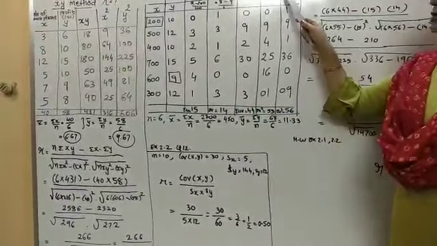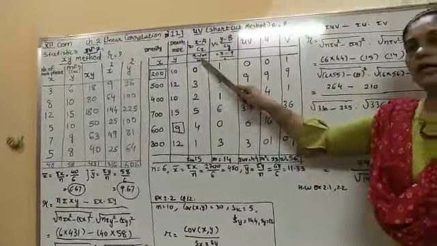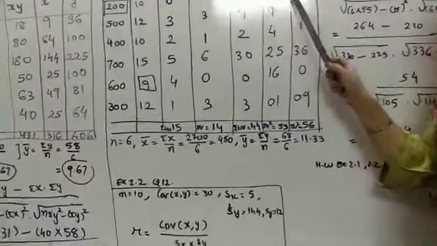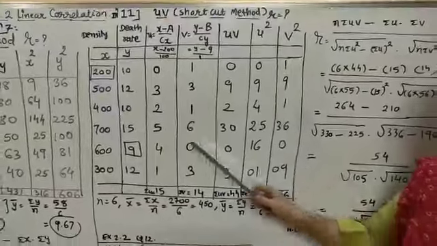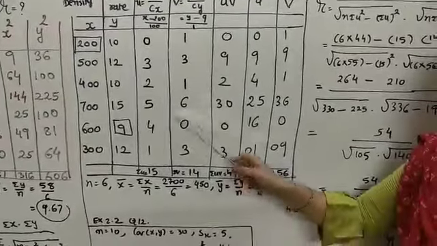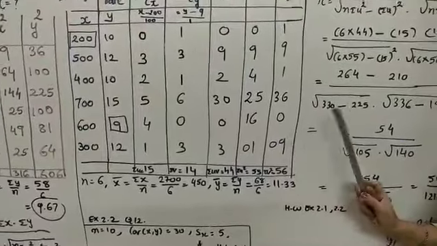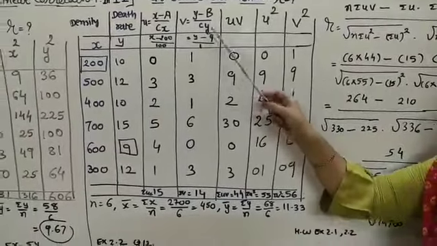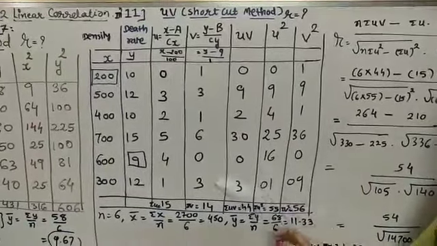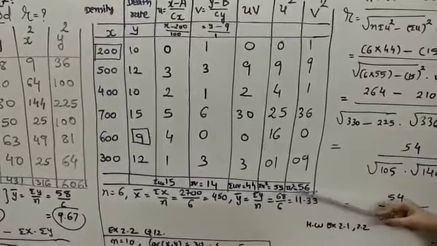Clear? Then U square. So for these columns, do the square of it. 0 square 0. 3 square 9. 2 square 4. 5 square 25. 4 square 16. 1 square 1. Then after that, V square. 1 square 1. 3 square 9. 1 square 1. 3 square 9. Get the summation of all.